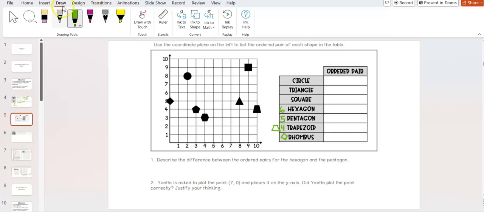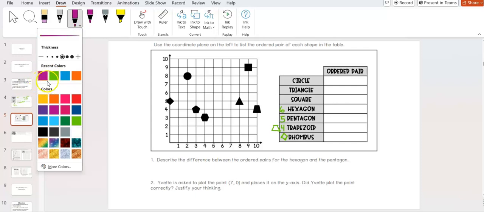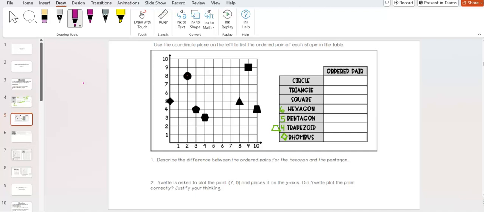Okay, so if I am looking at the circle, this is my circle point right here, and I am first going to do x. So I'm going to find its location on x, which is 2. And then I'm going to look on y, and I'm going to move over on y and find its location on y. And remember to put those points in parentheses. So I'm going to pause the video, and I want you to do the rest of the shapes and then join me to see if you did it correctly.